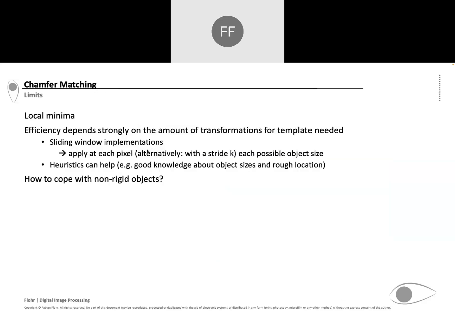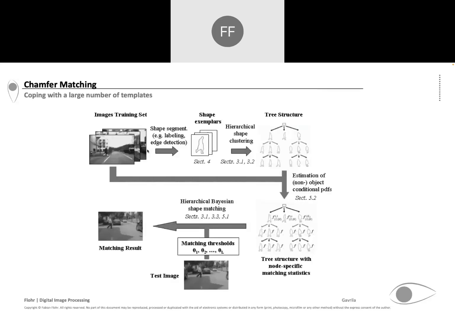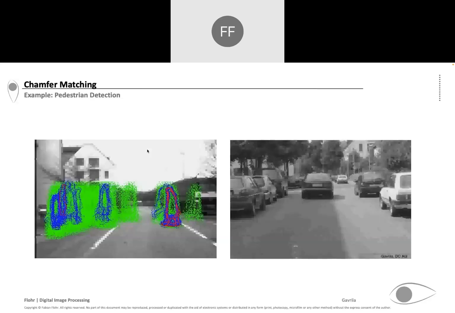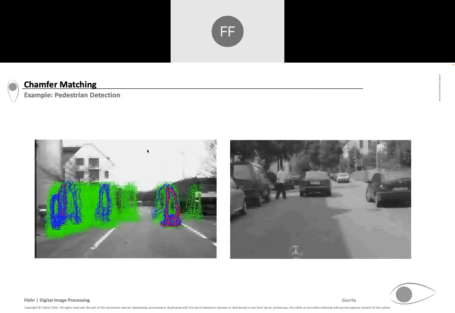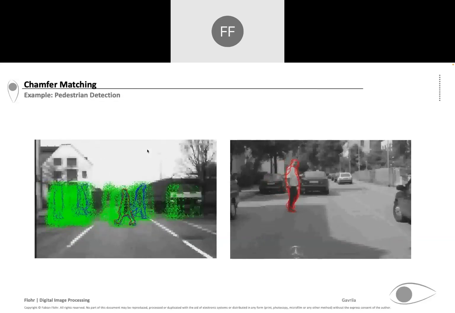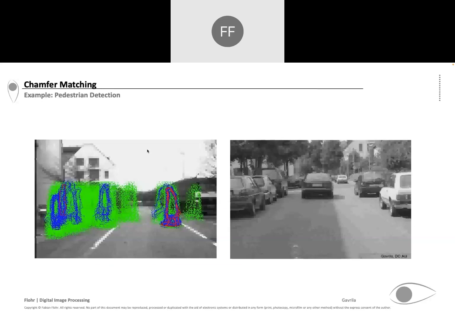And those chamfer matching algorithms can be implemented quite efficiently, and you could also cope with multiple shapes in a hierarchical structure, right? You start with a more rough representation, and then you move down in this tree to get the more fine-grained shapes, and you are able basically to identify even complex shapes like that with this chamfer matching approach.